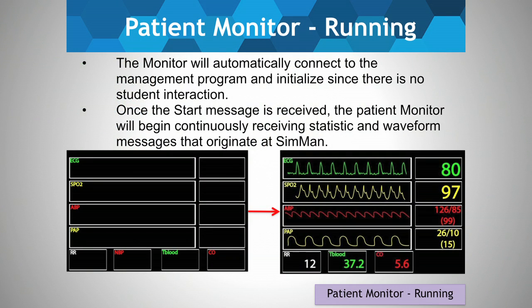As you can see, we connected the whole system, and what happened is the patient monitor received its information from Simman and started to show the parameters. So this is what it did. It was blank. The monitor will automatically connect. It did, and initialized. It received that start message, and it continuously receives statistic and waveform messages from the Simman.